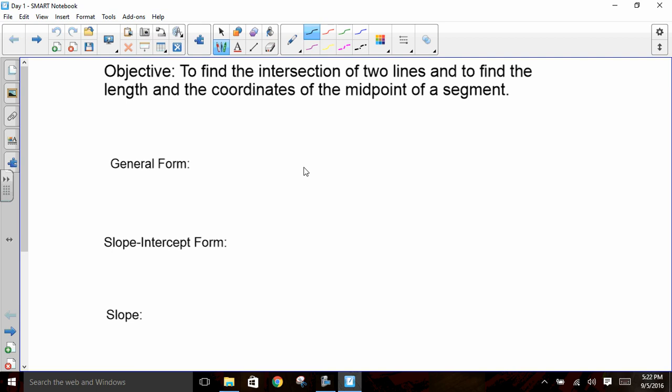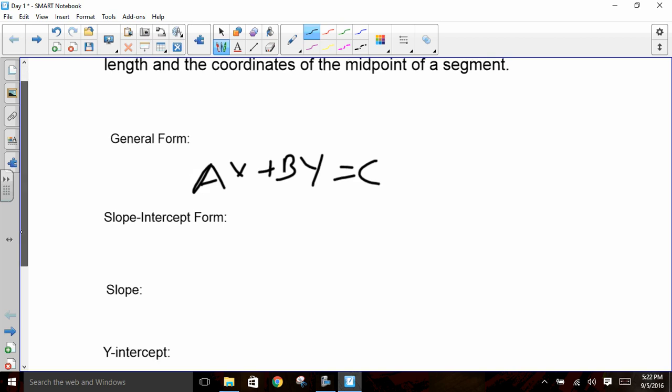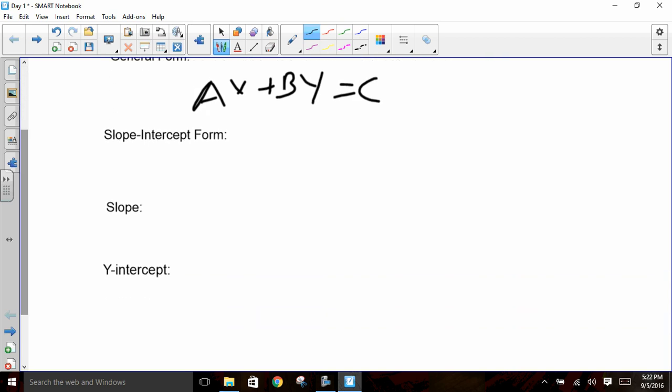The general form of a line, which is Ax plus By equals C, where A and B are constants and x and y are the normal x and y's we're used to seeing. My slope-intercept form is where y is equal to mx plus b. In that formula, my slope is the m, and my y-intercept is b. Now my slope tells me my rise over my run, and my y-intercept is where I first plot my first point when graphing.